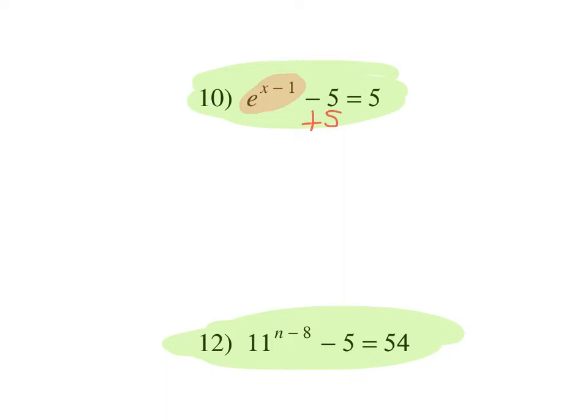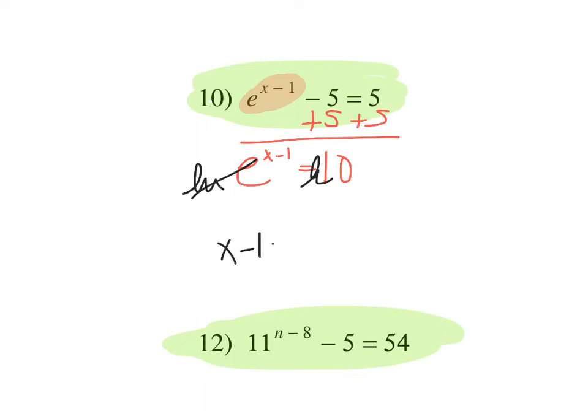Okay, you're going to add 5 to both sides. Good. So you have e to the x minus 1 equals what? 10. So now that e is by itself, what do you do to both sides? The natural log. So those cancel out. You have x minus 1 equals, well, whatever the natural log of 10 is. And then what would you do? Add 1.